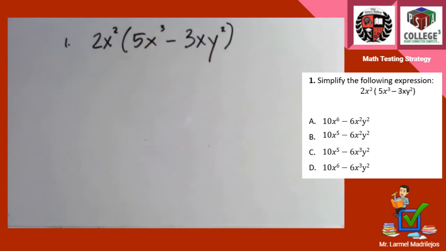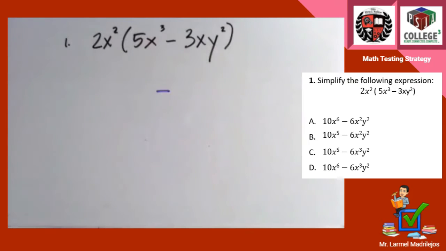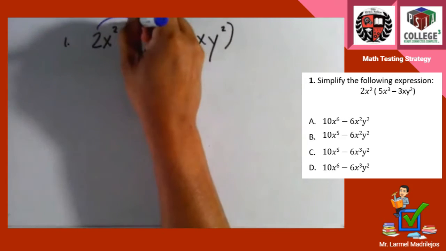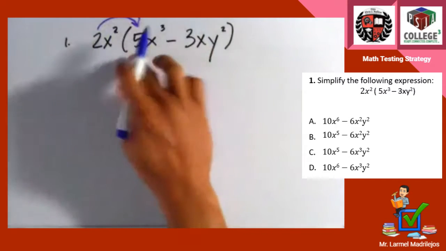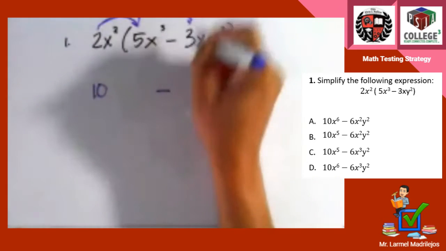So the first thing I'm going to do is look at the operation. The operation is multiplication. Okay, so first, I saw a minus there, so I'm going to put minus there. So I'm going to look at the choices, and my choices have minus. Okay, and then I'm going to distribute the coefficient. What's 2 times 5? That makes 10, and 2 times 3, that makes 6.